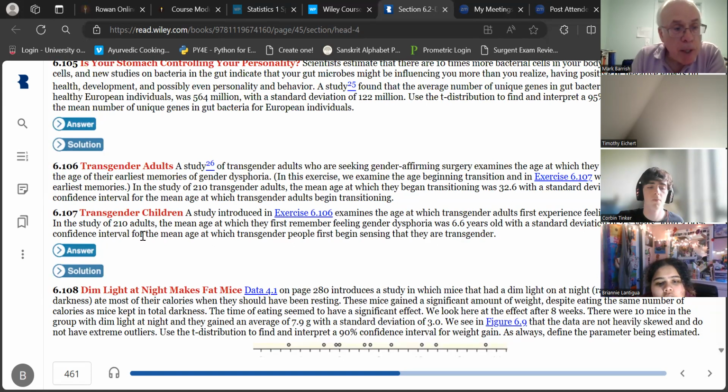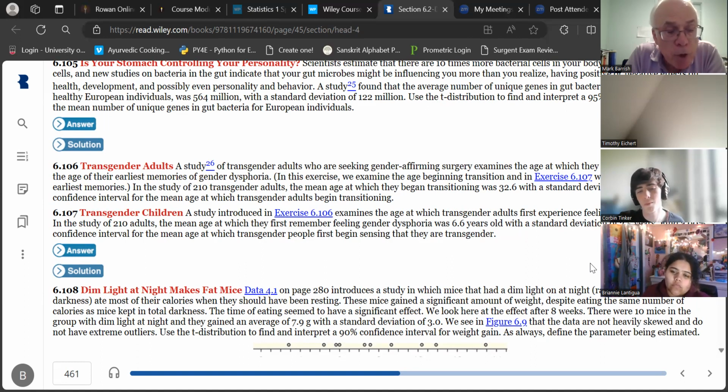Yeah, let's look at 6.107. It says a study that was introduced in the previous one. We could look at the previous one that was 6.106. It says a study of transgender adults who are seeking gender-affirming surgery examines the age at which they began to transition and the age of their earliest memories of gender dysphoria. Okay. So anyway, 6.107 is referring to that.